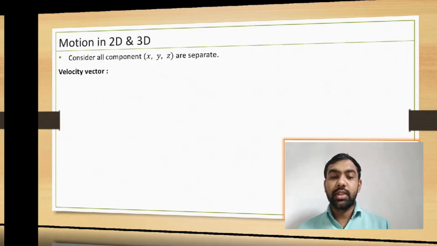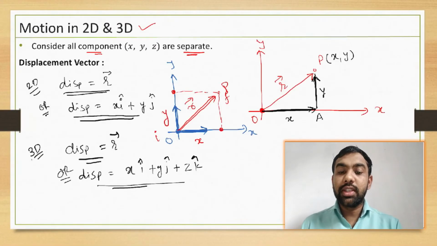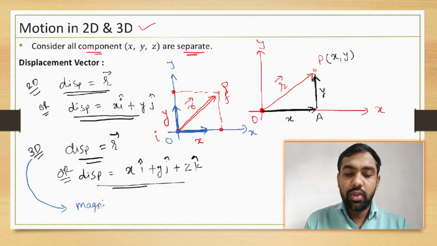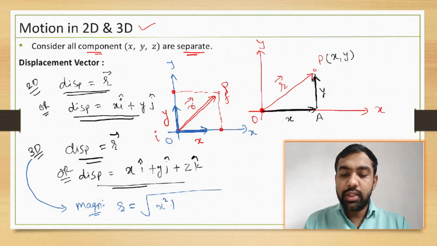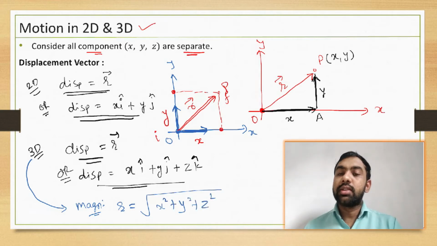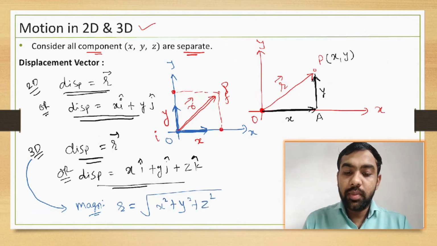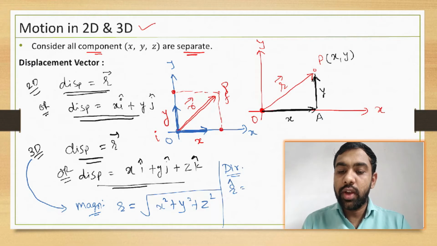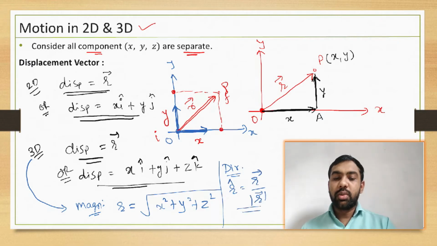If you consider this situation, what is the displacement here? How do you write the displacement magnitude? The magnitude r is equal to under root x square plus y square plus z square. Or if you want to find the direction, then find the unit vector. The r unit vector is equal to the vector upon its magnitude. This way you get the direction of displacement.